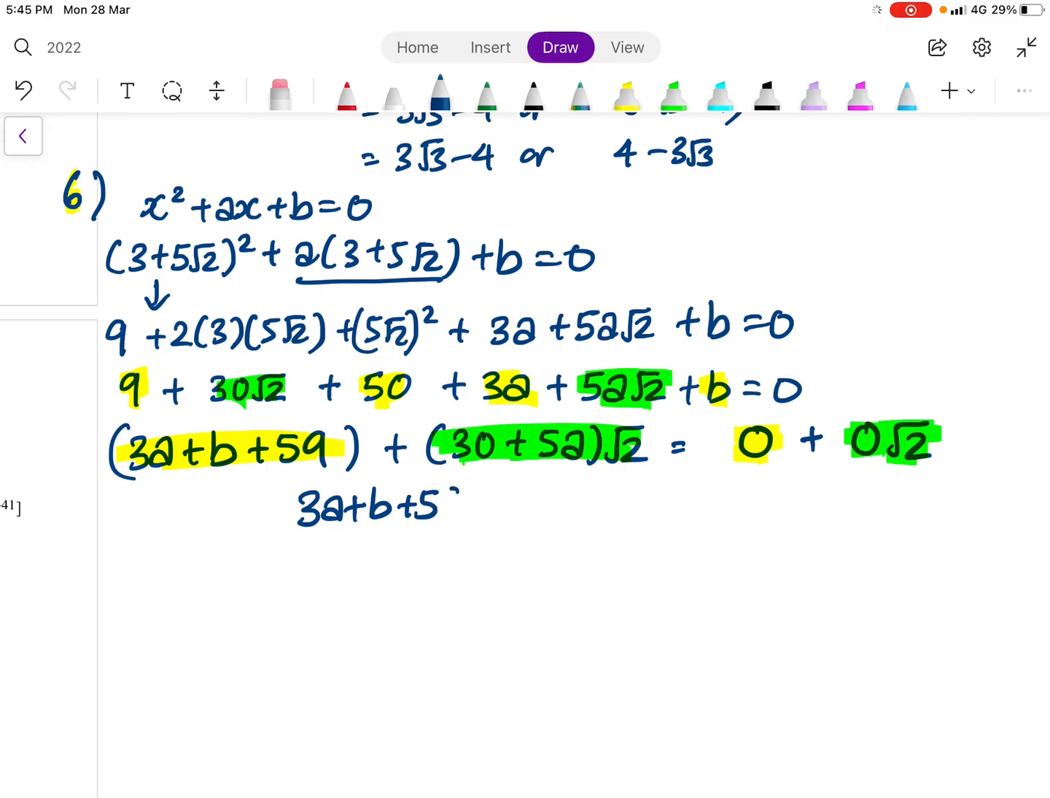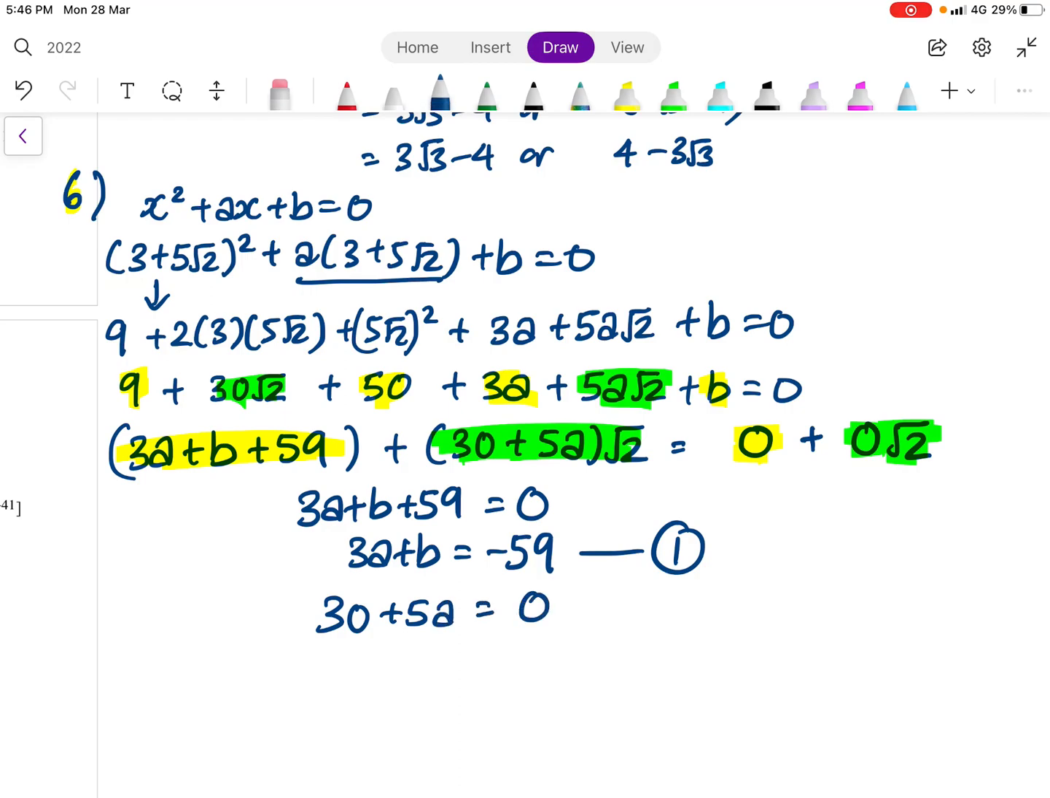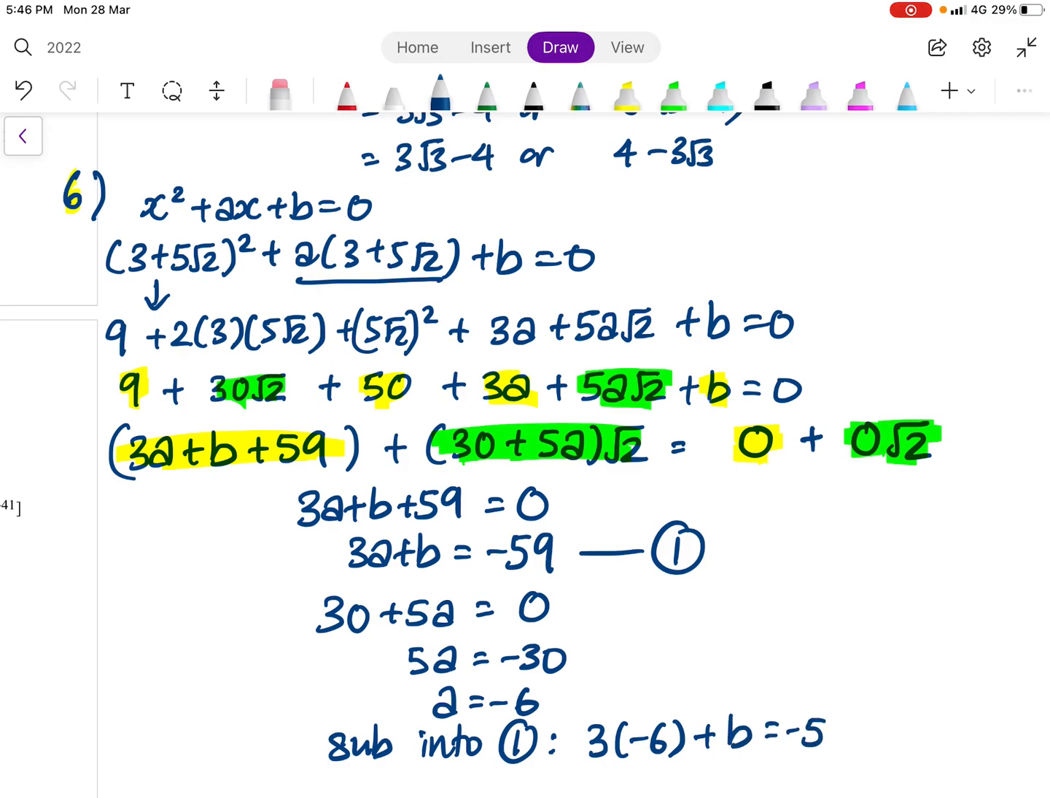Okay, it may seem a bit long. I will try to think of a faster method, okay? Let's complete this first. Equation 1. Then the next one is what? 30 plus 5a equals to 0. Okay, actually not that long. 5a equals to negative 30, a equals to negative 6. Sub into equation 1. So 3a, a is negative 6, plus b equals to negative 59.